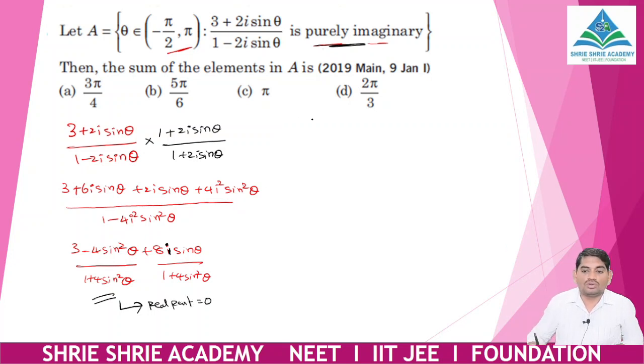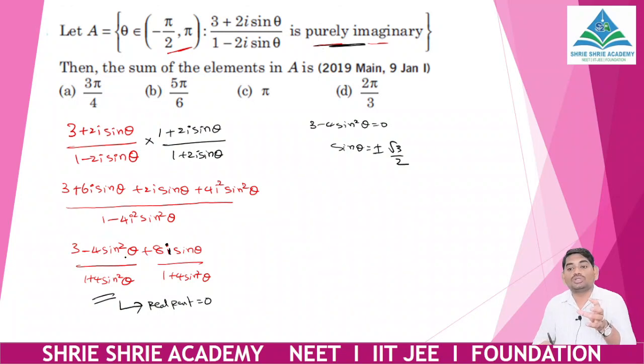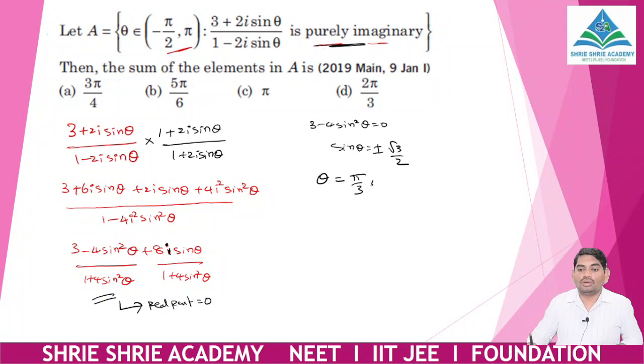So if we equate this to 0, we got 3 minus 4 sin square theta equal to 0. From this we got sin theta is equal to plus or minus root 3 by 2. So for what values of theta can we get root 3 by 2 or negative root 3 by 2 on the right side? First pi by 3, sin pi by 3 is root 3 by 2, and minus pi by 3 gives minus root 3 by 2, and then 2 pi by 3, sin 120 degree is equal to root 3 by 2.